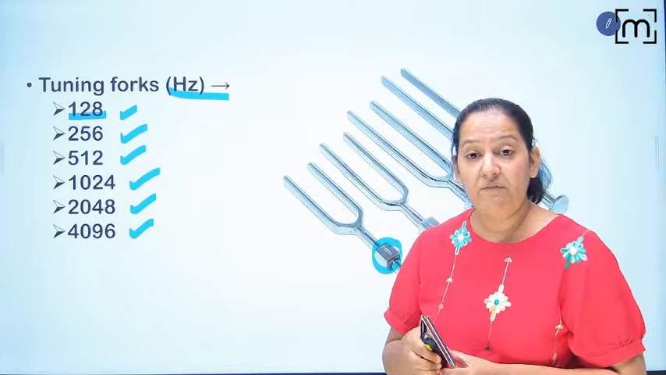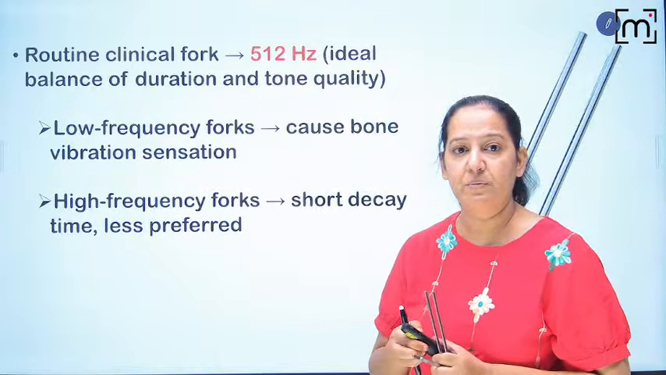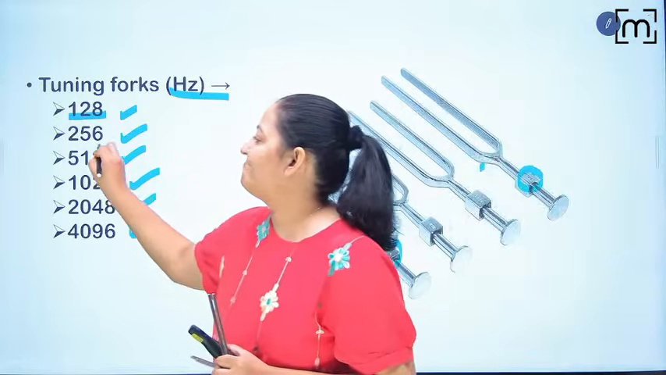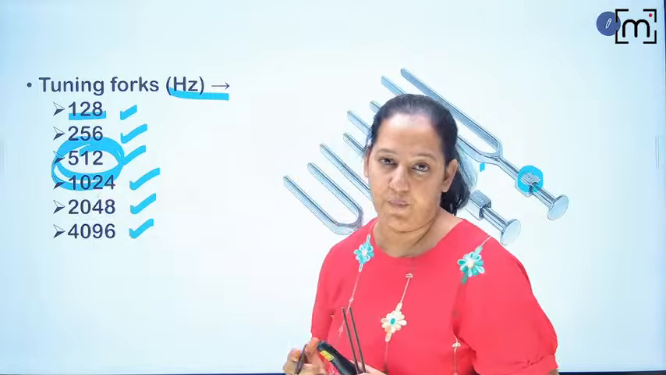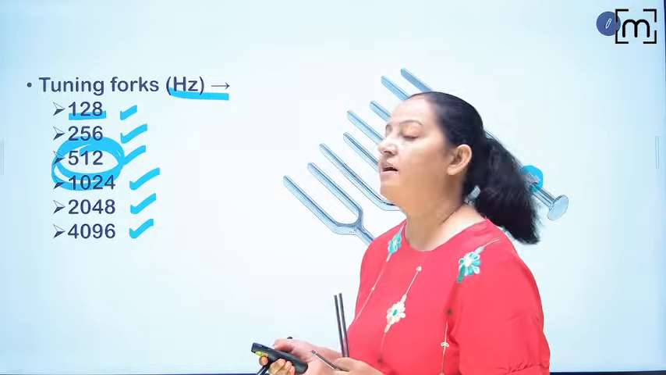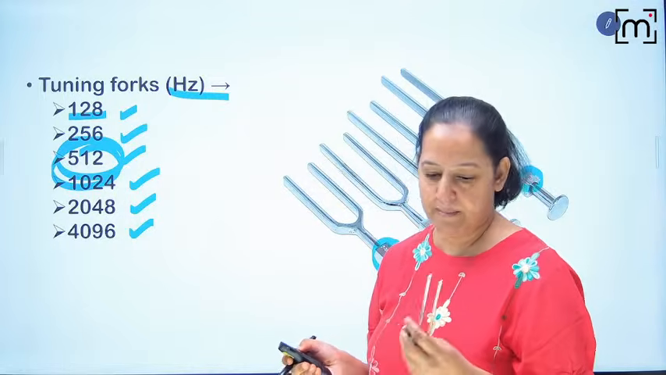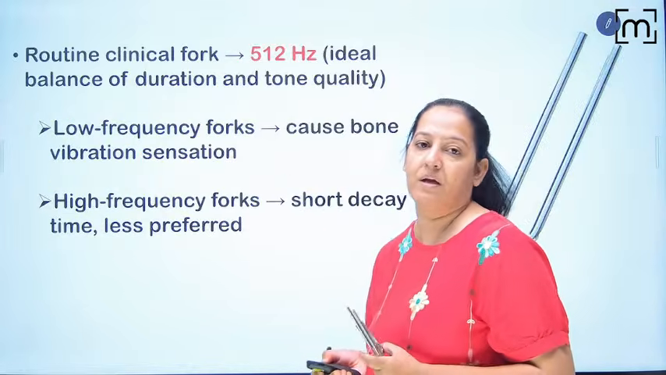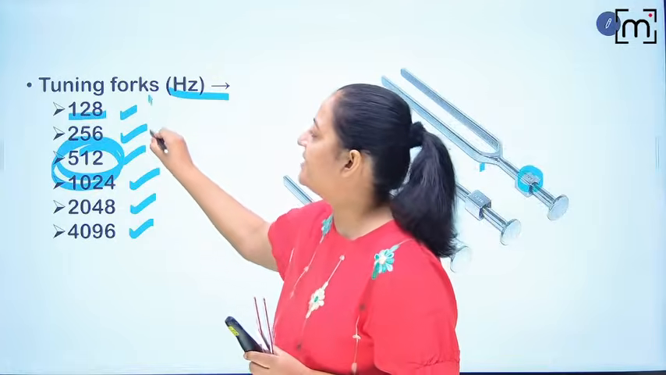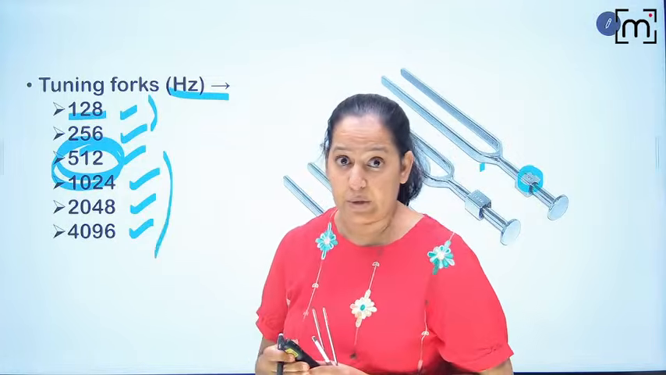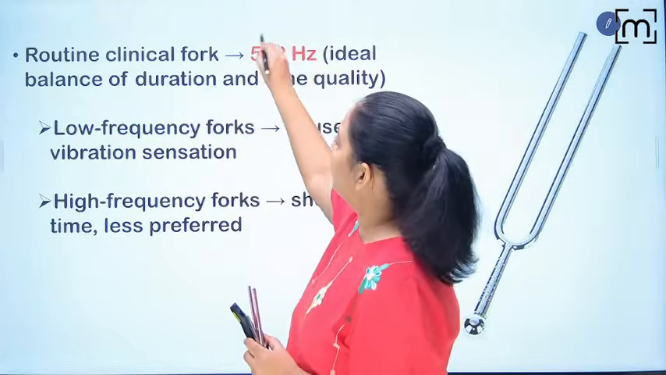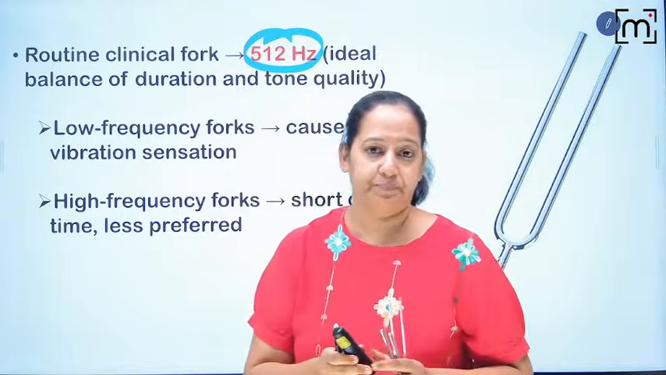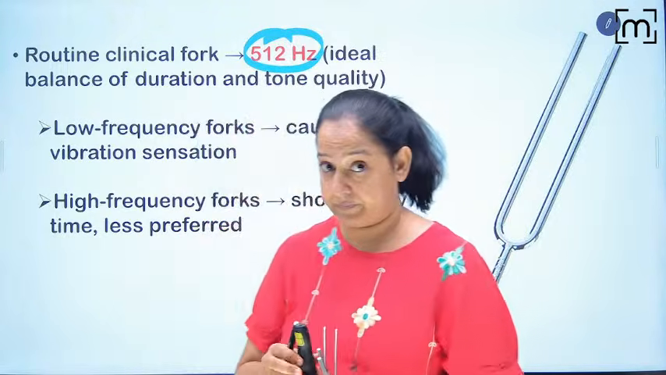But most commonly, which one do we use for our clinical tests? We use 512. Again, an MCQ. Please learn. We use 512 hertz frequency. I'm not having that one, but we use this one. Why? Why not a lower frequency than that? Why not a higher one? Again, 2 MCQs. This one is 512.